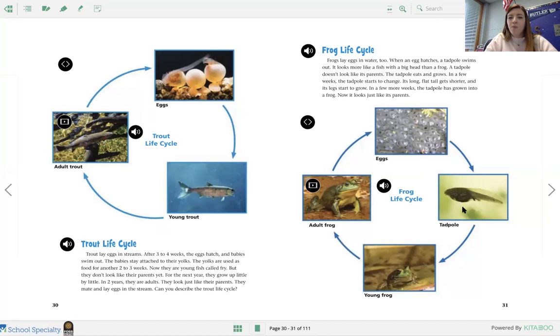In a few weeks, the tadpole starts to change. Its long, flat tail gets shorter and its legs start to grow. In a few more weeks, the tadpole has grown into a frog. Now it looks like its parents. Let's watch this video.